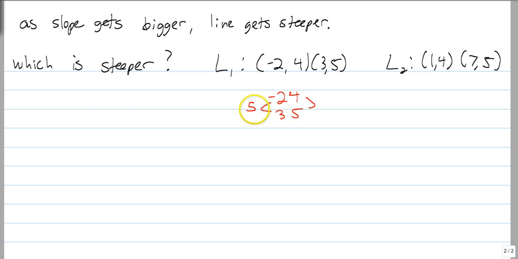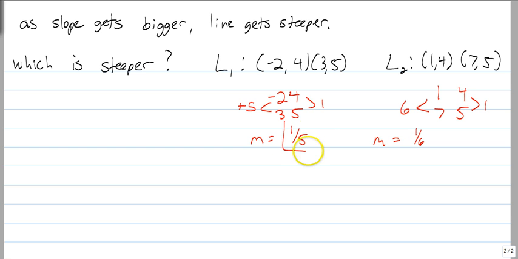This is going up 5 units. This is going up 1 unit. So the slope for this line is 1/5. If I do the other one over here, 1, 4, 7, 5, this goes up 1, this goes up 6. So this is 1/6. Now hopefully you guys know that 1/5 is bigger than 1/6, which means that line 1 is steeper. So line 1 is steeper, because the slope is bigger. Good.